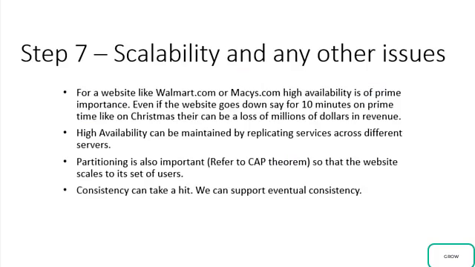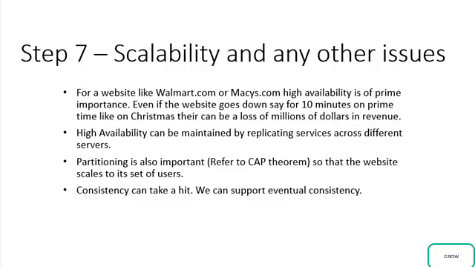Last step, scalability and other issues. One of the very key steps about this website is availability. So even if a website like Walmart or Macy's.com goes down by say 1 or 2 minutes on peak load days, there can be millions of dollars loss of revenue. So high availability is one of the key factors for this website. So how do we maintain high availability? One main way is replicating our services across many different servers. So even if a few servers go down, there are always a few that are up and running.